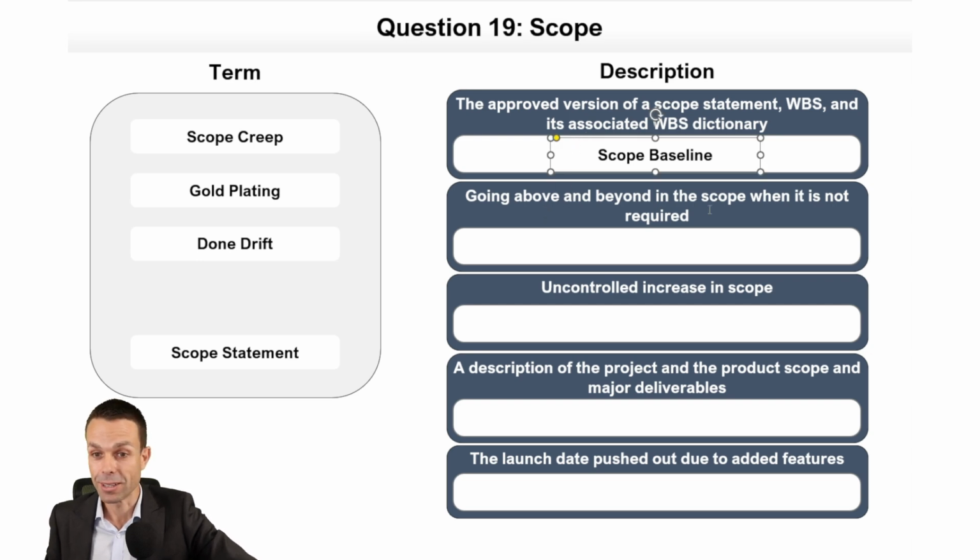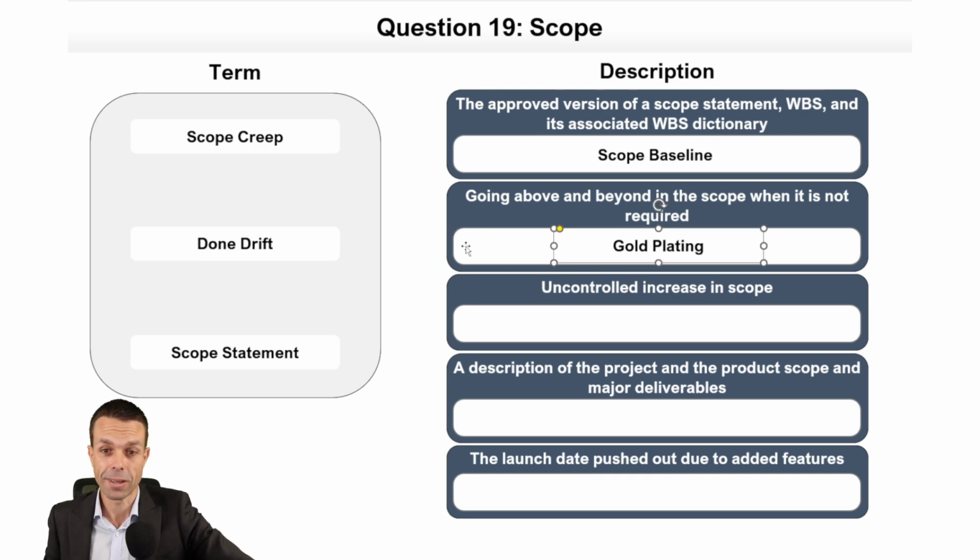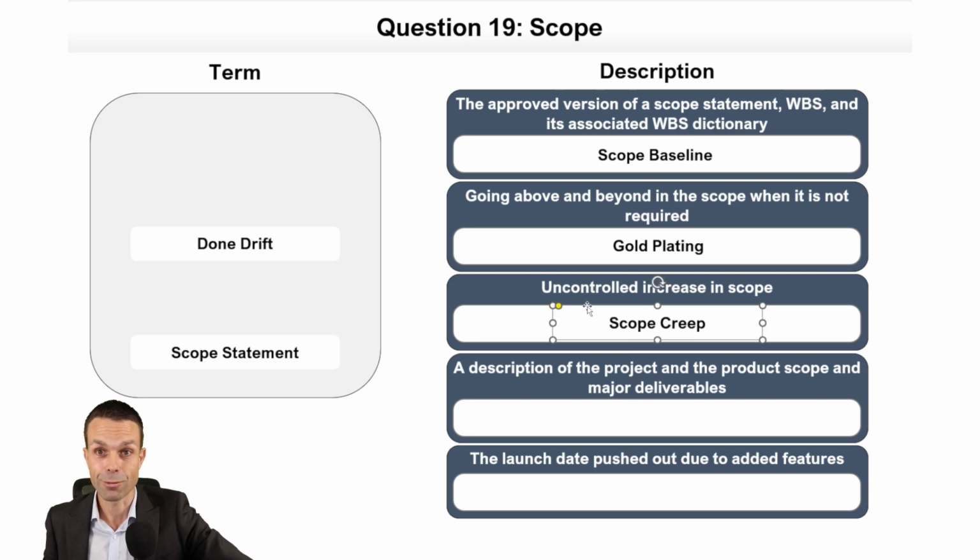Going above and beyond in the scope when it's not required, that is gold plating. We're adding gold to the plate. It's not really actually made of gold. We're just gold plating it. We didn't have to do it. Uncontrolled increase in scope. Let's say our stakeholders are requesting extra features. Now the scope is creeping out of control.